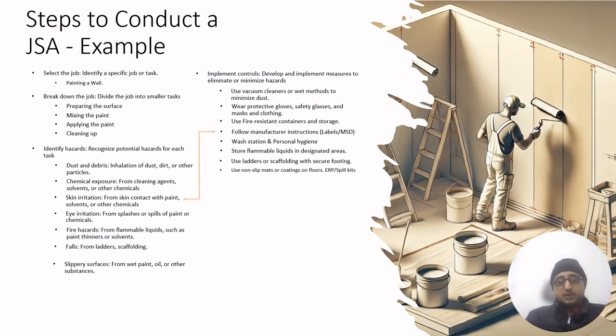Then for the skin irritation, we should follow the manufacturer's instructions, and we can use personal protective equipment. For the eye irritation also, we can use the manufacturer's instructions, personal protective equipment, and a wash station. So if any part of our body is exposed to any chemical and we feel irritation, we can immediately wash it out. Further for the fire, we can use storage areas where all the flammable materials are kept, stored safely and securely.